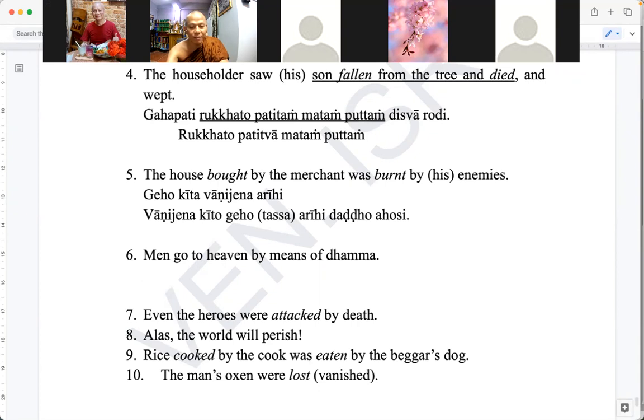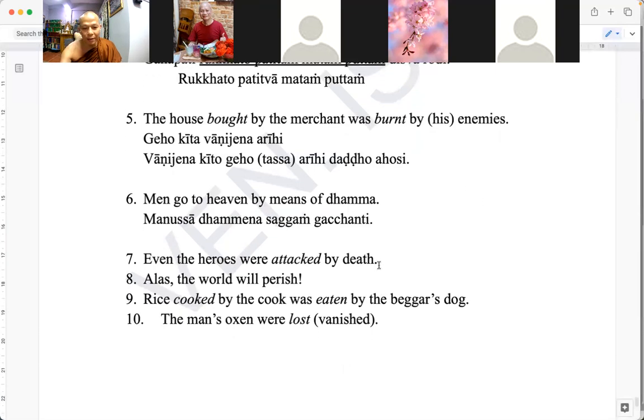Men go to heaven by means of Dhamma. So men is plural, the subject, plural: manussā or purisā. Go is plural: gacchanti, agreeing with manussā. To heaven is accusative, saggaṃ, S-A-G-G-A-M. And then by means of Dhamma is dhammena, instrumental. Right. So manussā dhammena saggaṃ gacchanti. Great. Manussā dhammena saggaṃ gacchanti.